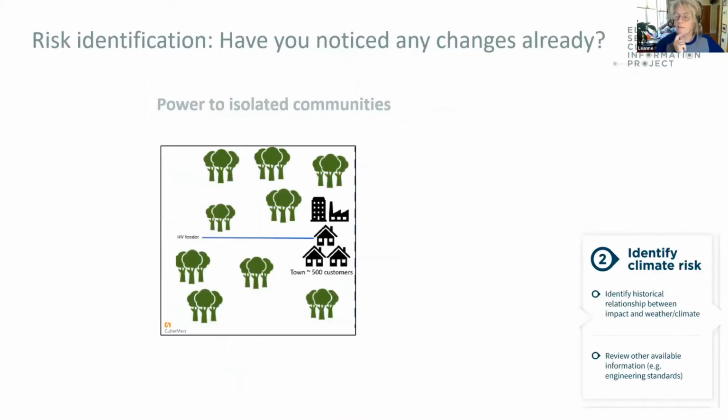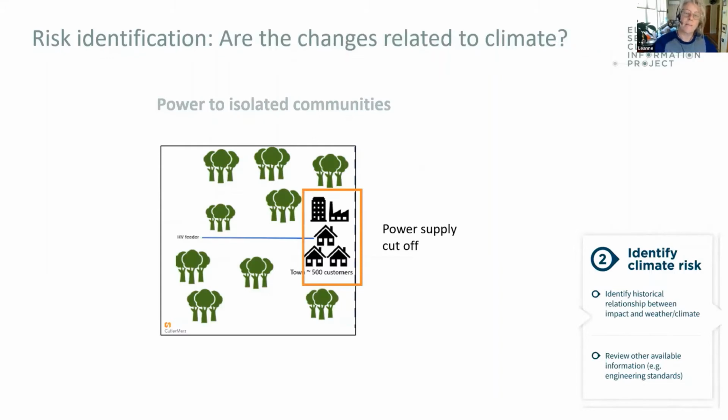So here we go, let's identify the climate risk. We've got power going to isolated communities. The question is, have you noticed any changes already? In this case, yes, because power supply got cut off to this community. The next question is, are the changes related to climate? In this case, yes. Think of Malakuta last year, where fires came through a forest and cut off the power from the high voltage feeder, so the town did not have its power supply anymore. So the climate factor related to this power supply cutoff is forest fire.